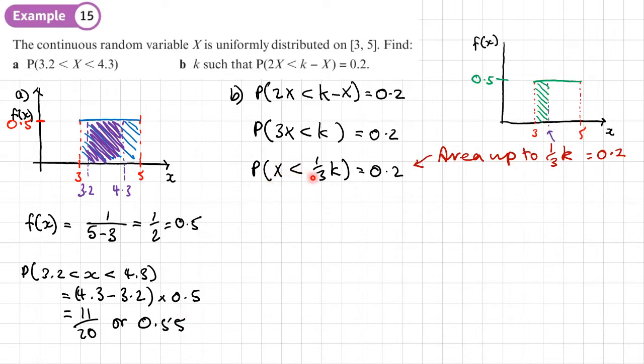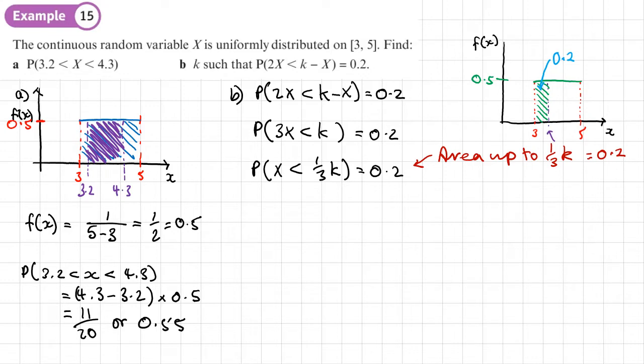Now let's think about what this statement means here. That the area up to a third k equals 0.2. So if this value is a third k, here, this area that I've shaded in green, that area is equal to 0.2. That means that this width, the difference between a third k and 3, or a third k minus 3, times the height of 0.5 gives us an area of 0.2.